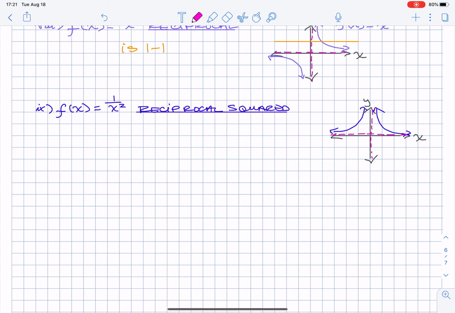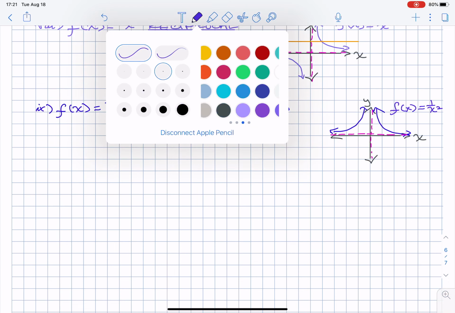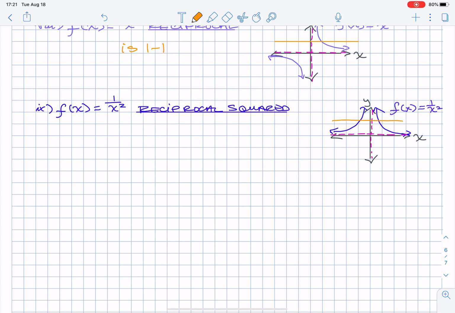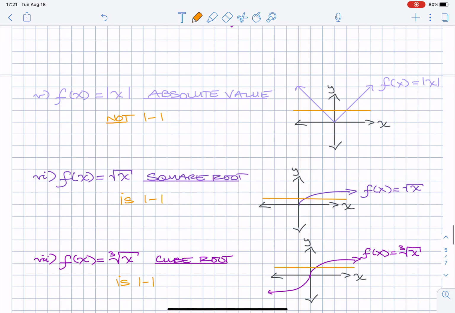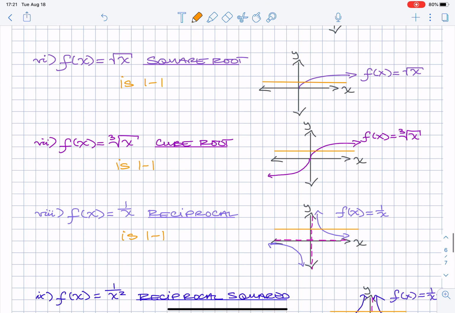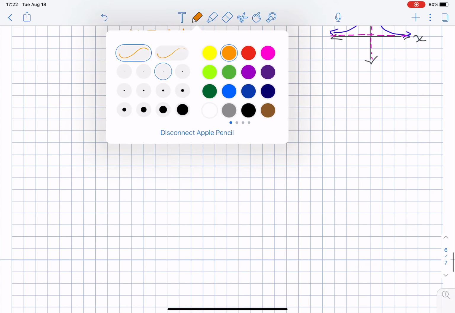But notice, this is f of x being equal to 1 over x squared. This one does not pass the horizontal line test, right? So this is not 1-to-1. Actually, that's supposed to be a horizontal line. So this is not 1-to-1. So what I'd like you to do is become familiar with the shapes of these graphs. If necessary, you can plot them by points, but I just want you to get the general idea of what they look like for now.